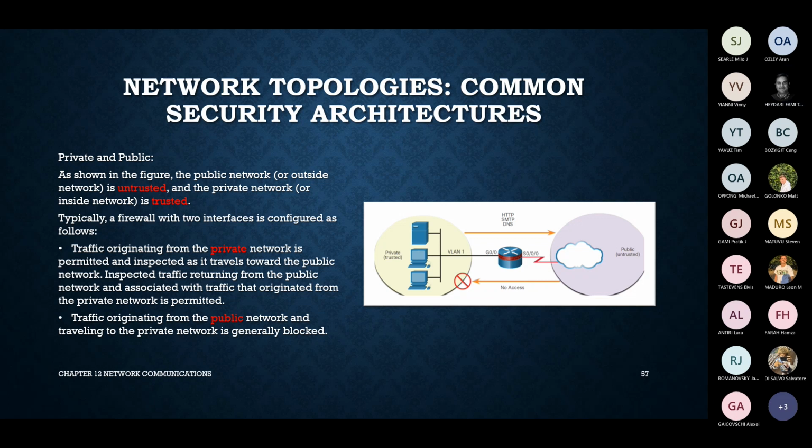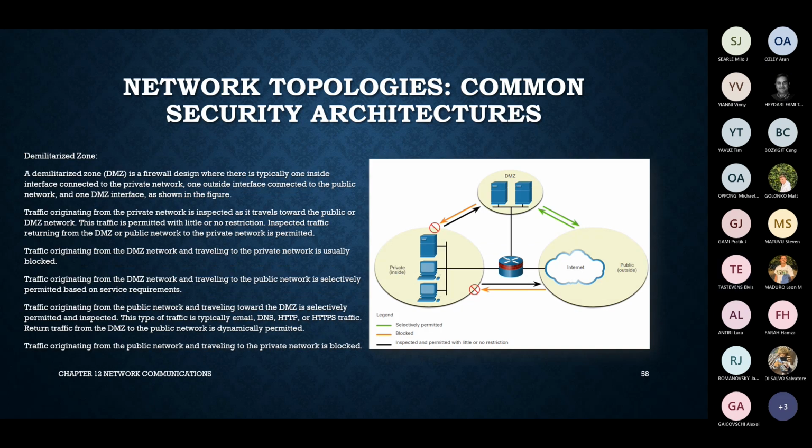Move on. Okay, so next up is the demilitarized zone, or DMZ. This is a firewall design where there is typically one inside interface connected to the private network and one outside interface connected to the public network. Just like in the story that I just told you in the previous slide, where we had one untrusted and one trusted network, and that's it.